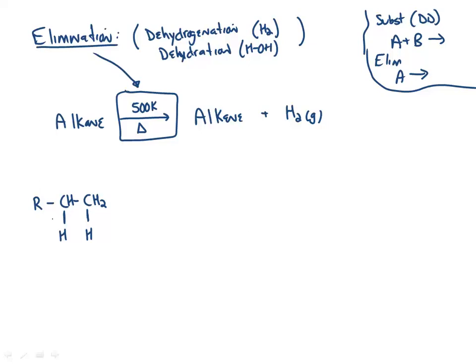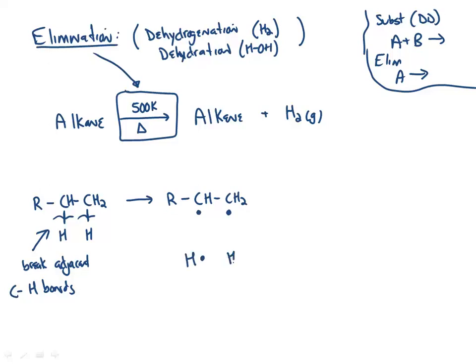And what happens is we break those bonds. So we break adjacent hydrogen bonds, or carbon-hydrogen bonds. And so if we're thinking about this in terms of free radicals, what that leaves us is that I've got a free radical here and a free radical there, and then I've got a hydrogen with a free electron on that.